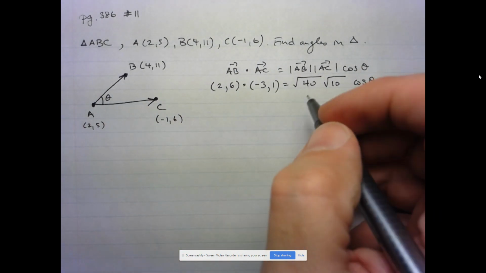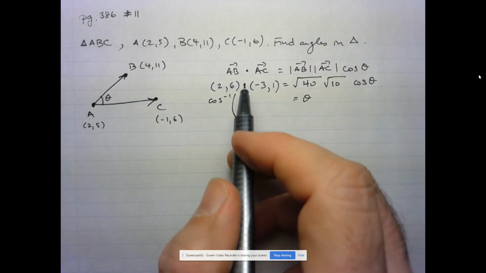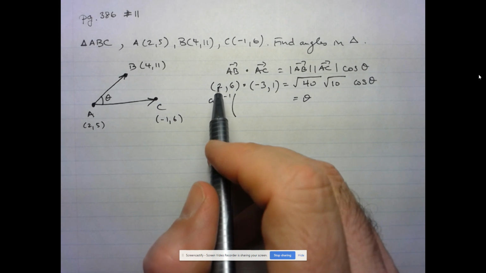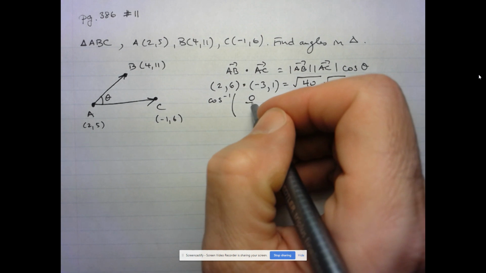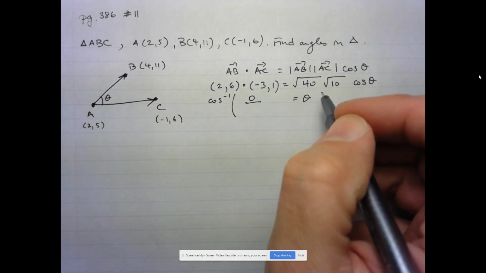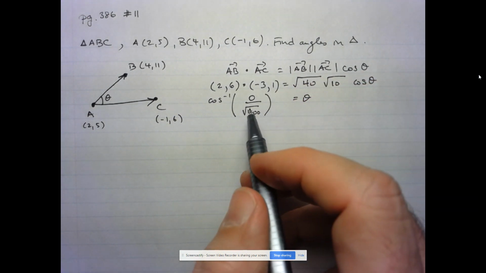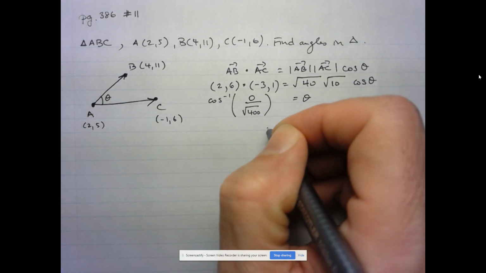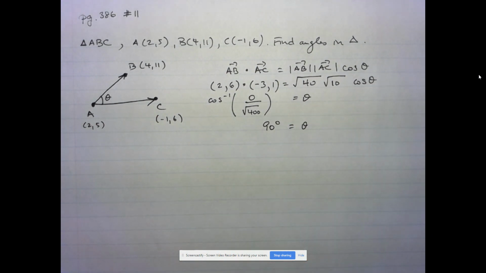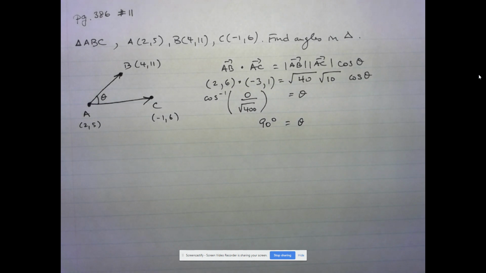Theta is just going to be equal to cos inverse of the dot product, so negative 6 plus 6, which just so happens to be 0, all over the square root of 400. But that's moot here because in the end, I just have cos inverse of 0. So theta is going to be equal to 90 degrees. One of the angles in this triangle is a 90-degree angle. But whether it was or wasn't, the method for solving this would be exactly the same.